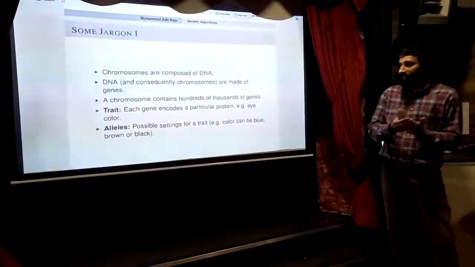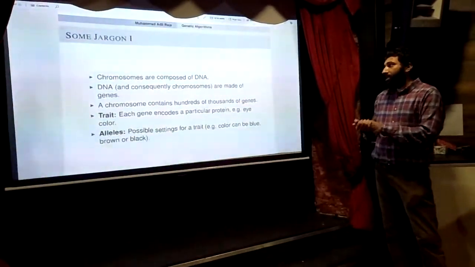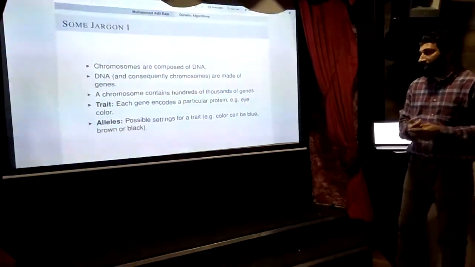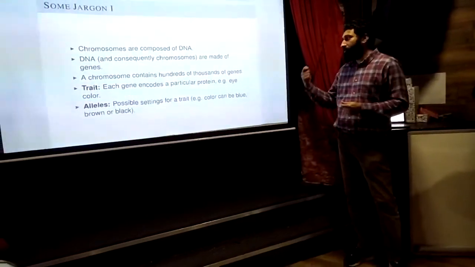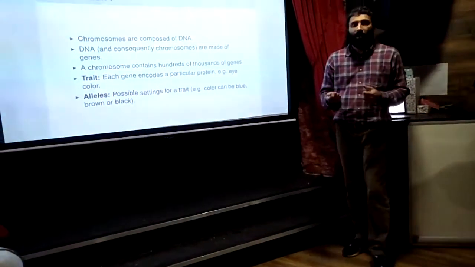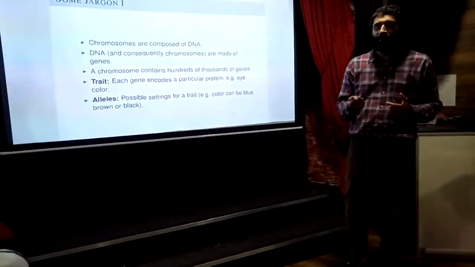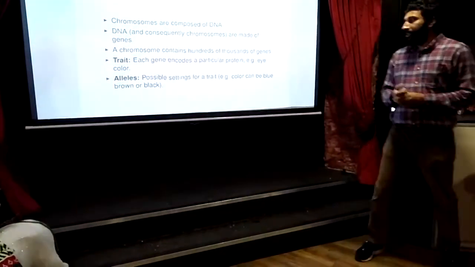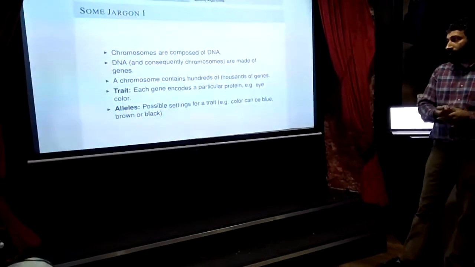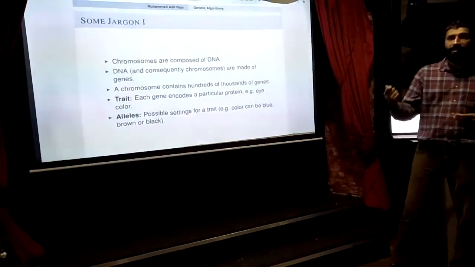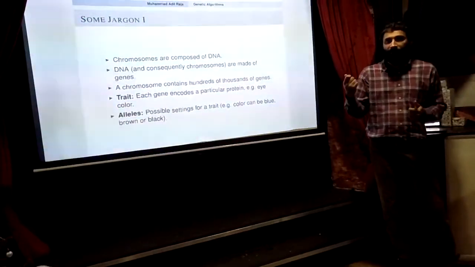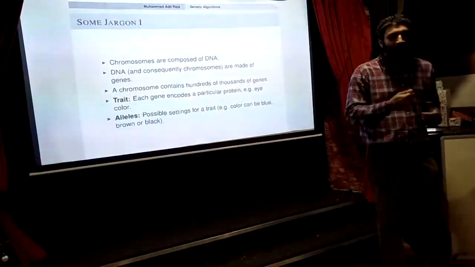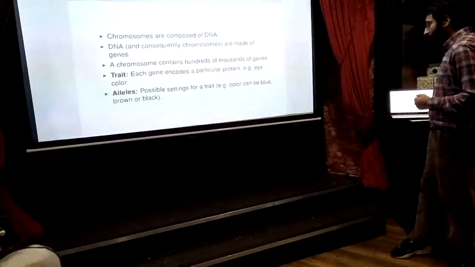So chromosomes are composed of DNA, and consequently chromosomes are made of genes. A chromosome contains hundreds and thousands of genes. Trait: each gene encodes a particular protein, for example, eye color or hair color, or for instance, height of a person, how much that is going to be. Alleles: possible settings for a trait. So an allele is the value that a particular trait is going to have. For instance, in terms of eye color, whether it's going to be brown, black, or blue, and so on and so forth.